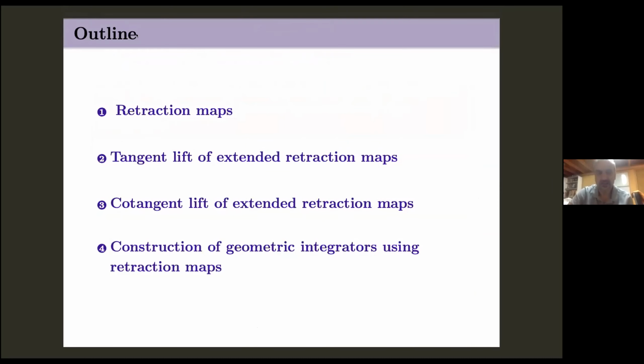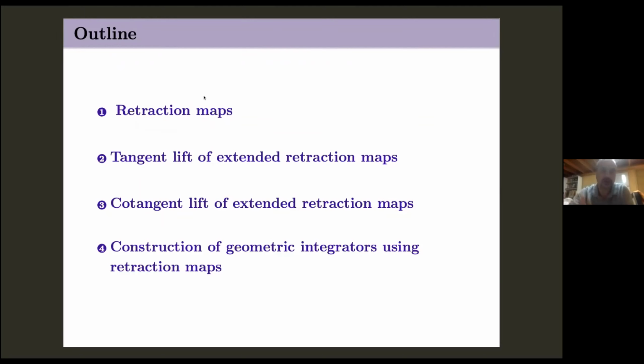This is the idea for the first part of my talk. I will talk about retraction maps, which are a typical tool that appears in many fields in optimization, when we are optimizing a function, trying to find a minimum of a function in a nonlinear space. Typically, people use retraction maps, but they also appear in interpolation theory, etc. It appears in many fields. And here we will present this.